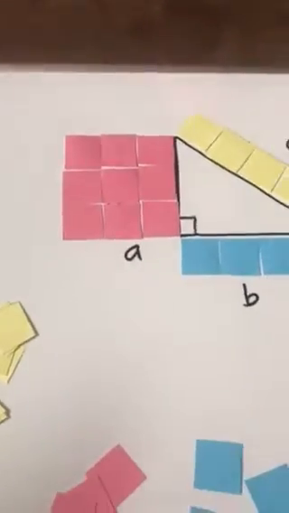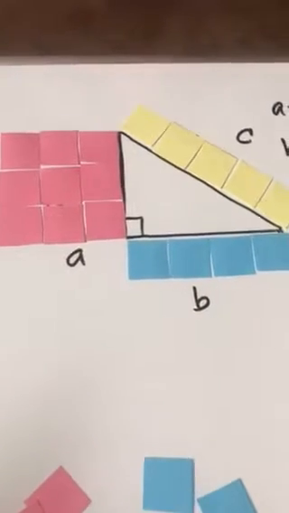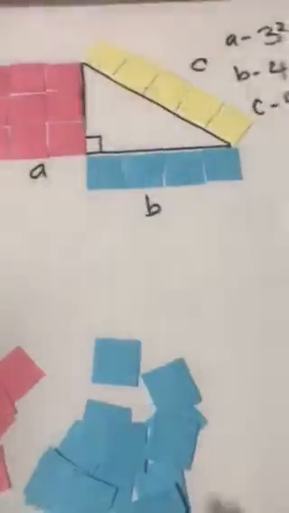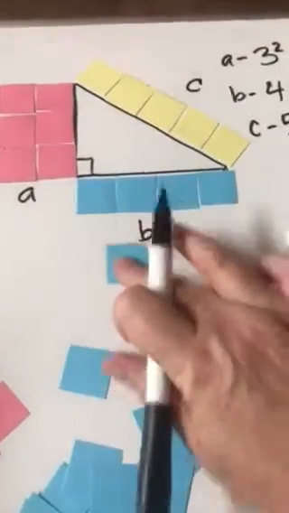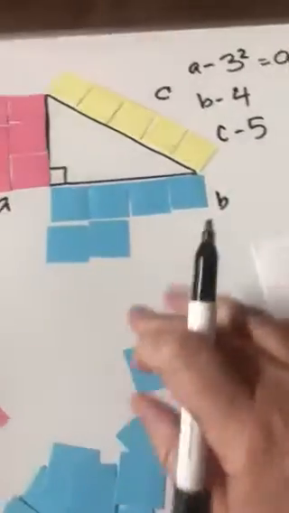So side A, we started out with 3 tiles. How many tiles did it take to make a square? 9. So 3 squared equals 9. Okay, and then we do the same for B. So have them make a square.